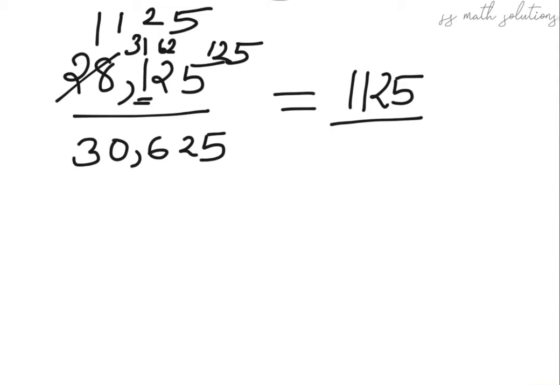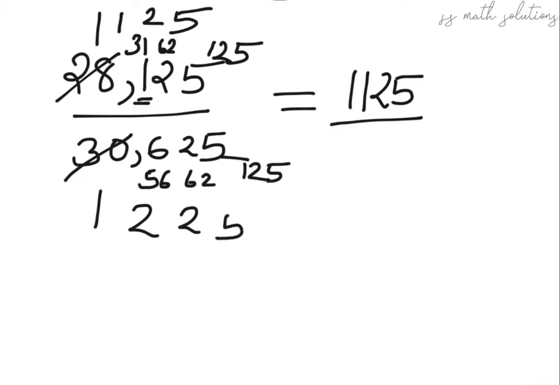Now again here 125, then remainder 5 is there, so 56. 2 into 25 is 50, then 6 is there, 62, again 2 into 25 is 50, then 12 is there, so this number changes to 125. Again 25 into 5 is 125. So our answer changes to 1225. Now again we can cancel with the 5, but I am trying to cancel with the 25 again.